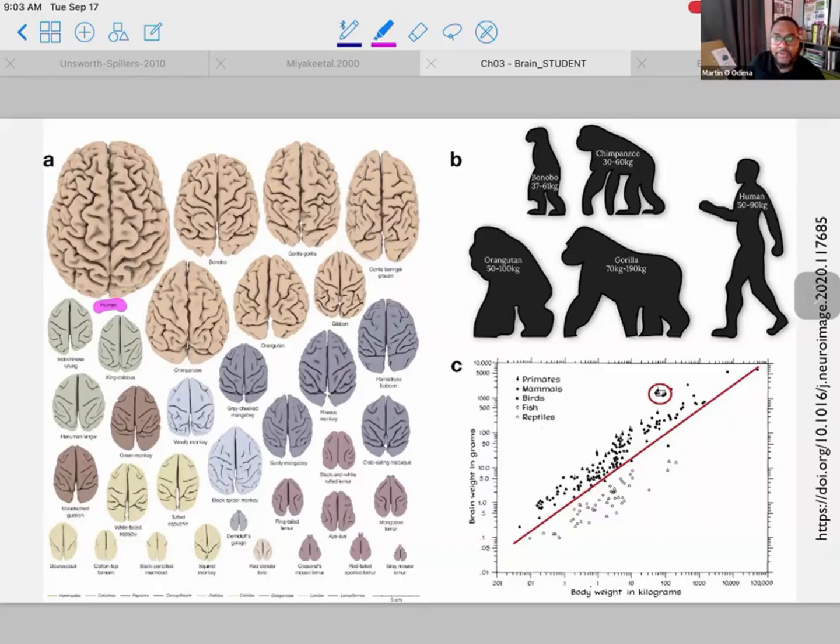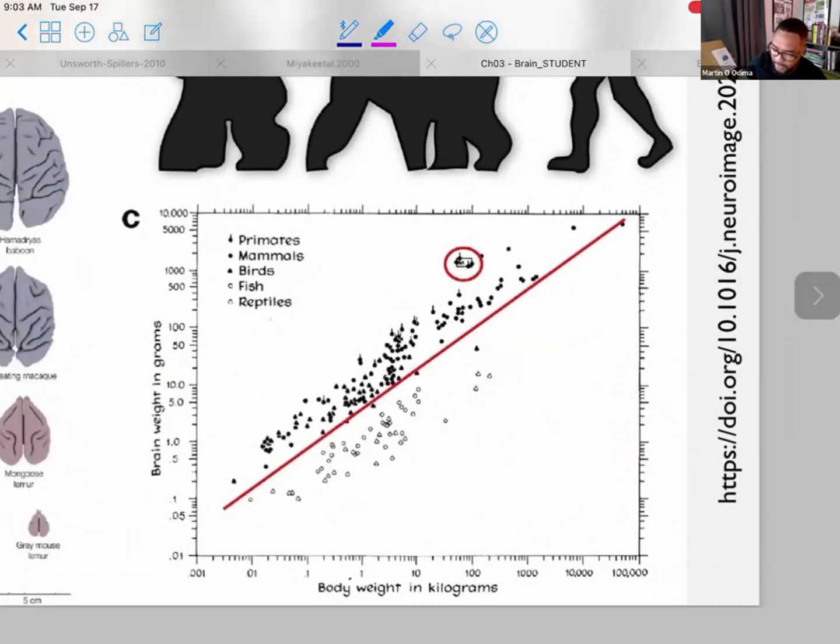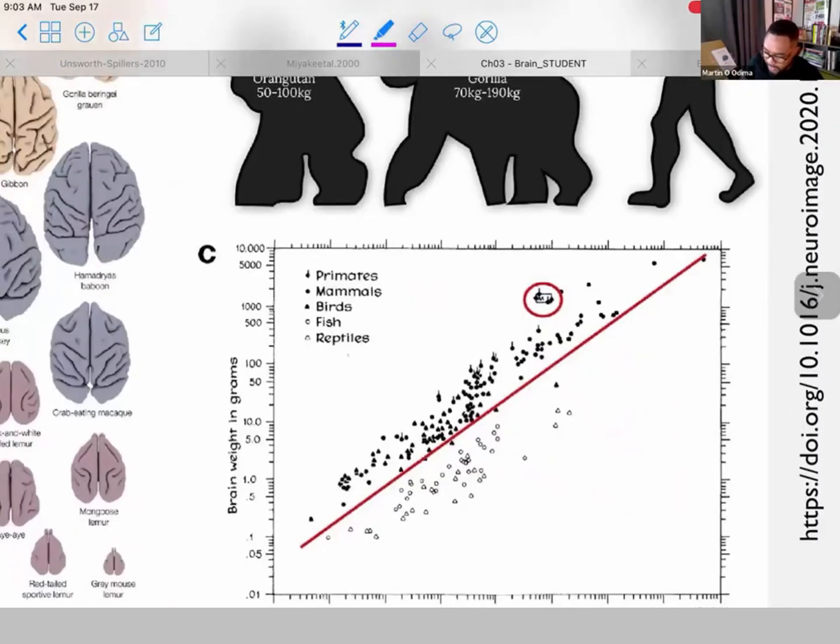The other thing that I wanted to note is the graph that's on the right. The graph compares the body weight of the individual or the animal and the brain weight. As you can see, we talked about research methods and how to read graphs in our last session, that there's a positive correlation between body weight and brain weight. As the body weight goes up, then the brain weight goes up as well. So take a look at right here. This is where humans are.